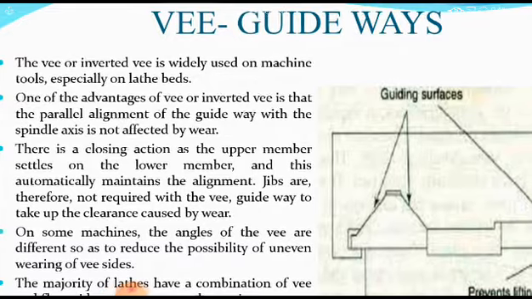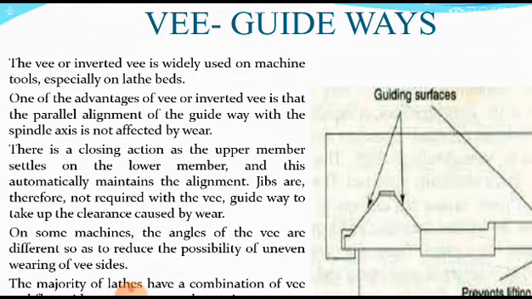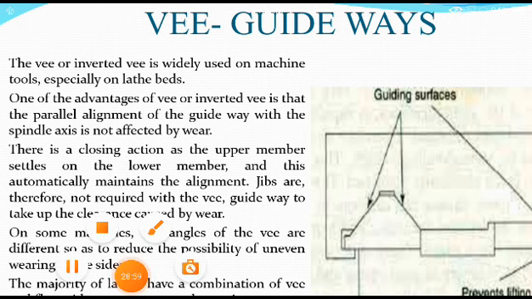One of the advantages of V or inverted V is that the parallel alignment of the guideway with the spindle axis is not affected by wear. This is one of the major advantages. Parallel alignment means whatever the movement of the carriage or the tailstock is, it is perfectly aligned. There is a closing action. What is the meaning of a closing action?